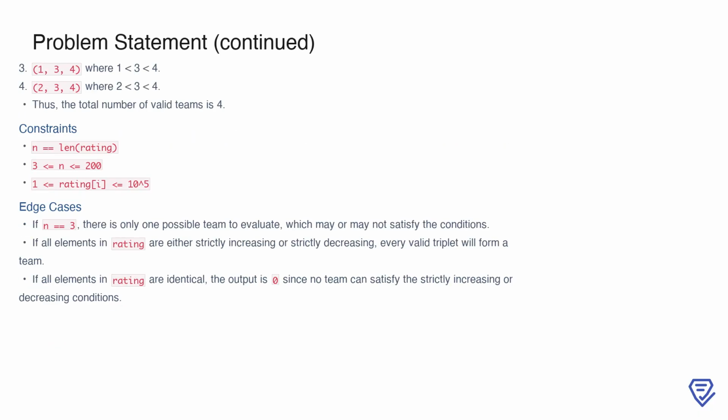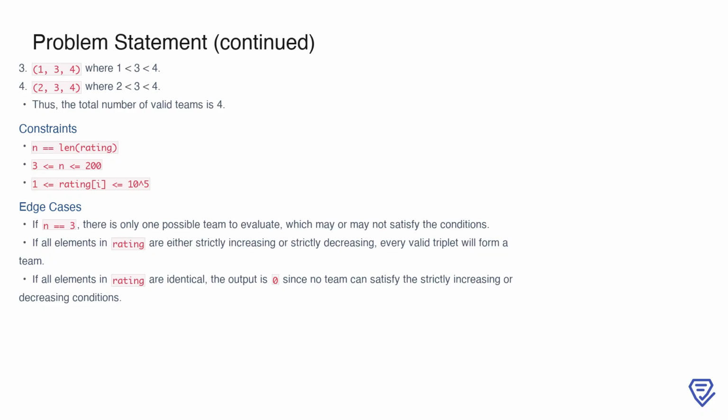Finally, let's examine the last example where the input rating is 1, 2, 3, 4. This time, the output is 4, as there are 4 valid teams. These teams are 1, 2, 3; 1, 2, 4; 1, 3, 4; and 2, 3, 4. All of these triplets satisfy the strictly increasing condition because for each triplet, the first soldier's rating is less than the second, and the second is less than the third. This example also illustrates how larger arrays with a clear increasing or decreasing pattern can lead to multiple valid teams.